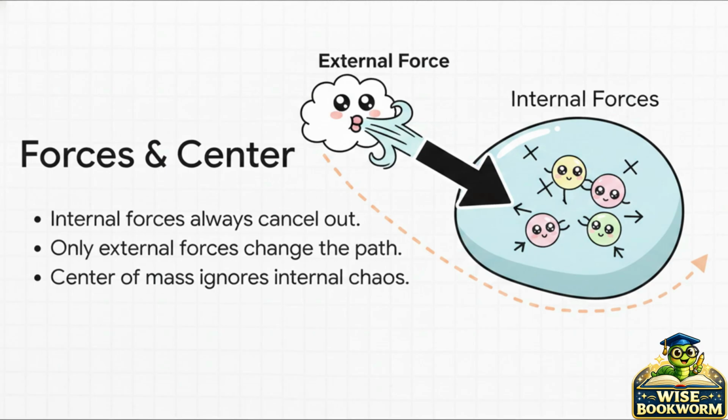Remember Newton's third law. It tells us that internal forces, the particles inside the body pushing and pulling on one another, they always occur in equal and opposite pairs. They cancel each other out entirely. Therefore, all that internal chaos contributes absolutely zero to the overall motion of the center of mass, literally nothing. Only external forces, things like gravity or friction, hitting it from the outside can actually change its trajectory.